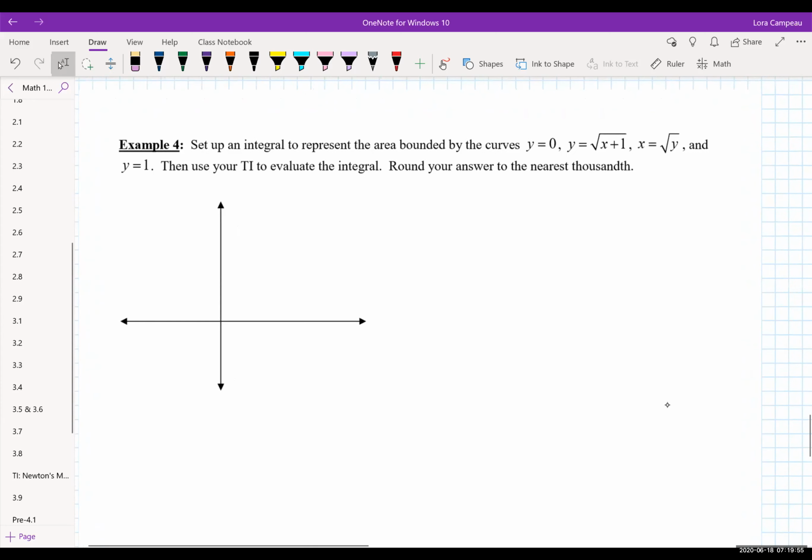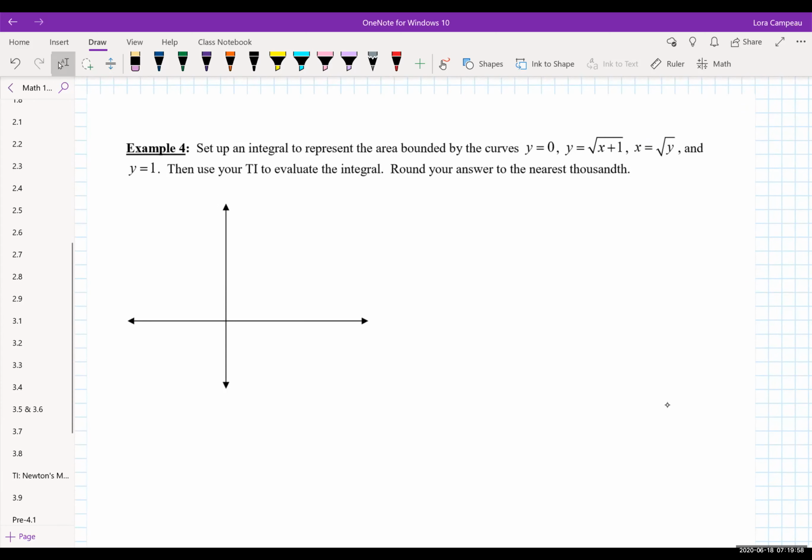So I want to set up an integral to represent the area bounded by the curves y equals 0, y equals square root of x plus 1, x equals square root of y, and y equals 1. So right away, if this is helpful, remember y equals 0 is the x-axis. And if I want to talk about y equals 1, I know that's a horizontal line. At least I can draw that part. So I know that the region is going to be bounded in between those two values.